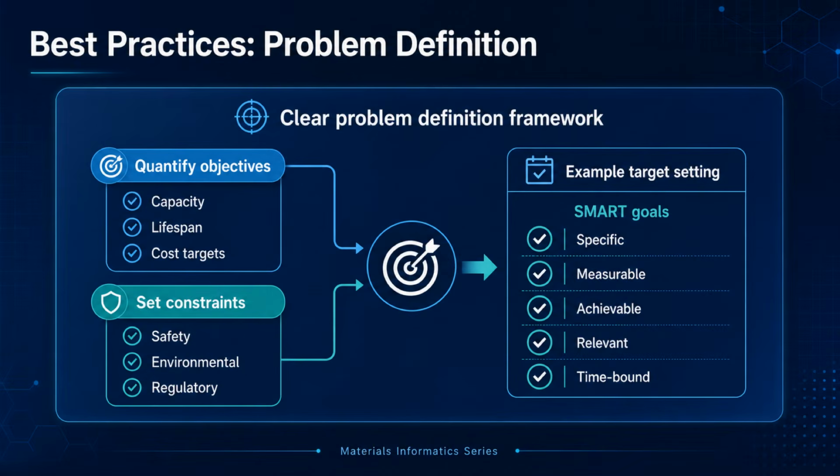The first best practice is clear problem definition. Quantify your optimization objectives numerically: target capacity, cycle life, cost. Set explicit constraints for safety requirements like thermal stability thresholds and regulatory compliance. Well-defined problems enable appropriate method selection and objective evaluation of solutions. Vague goals lead to vague results.